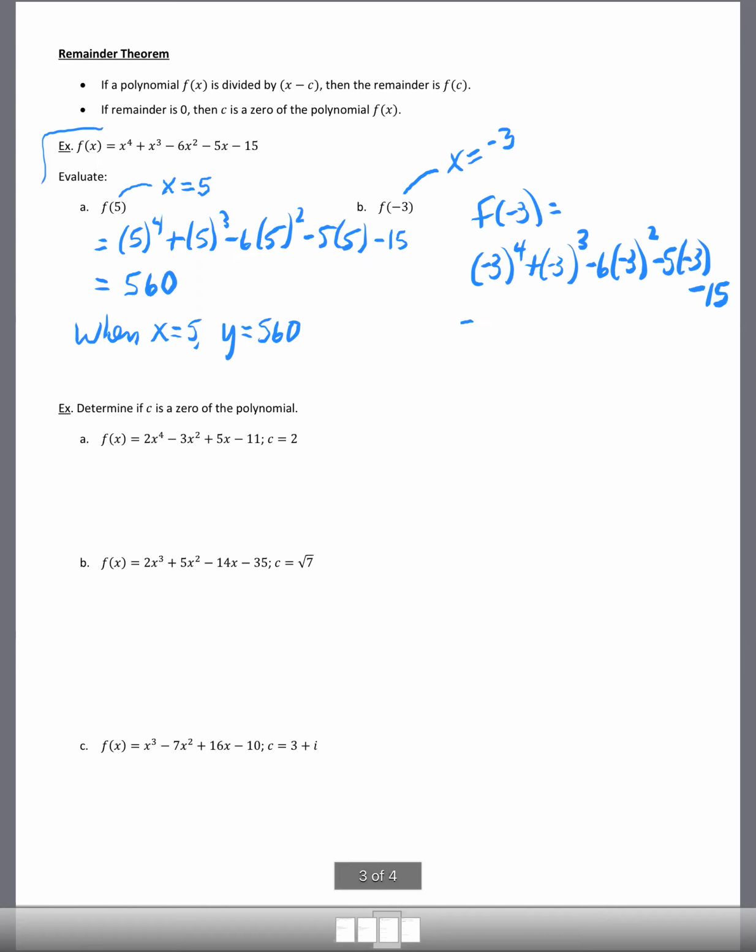So now if we do this arithmetic on our calculator, we can find out what value we'll get. And I got 0. What this tells me is when x equals -3, y is 0 for this particular function.